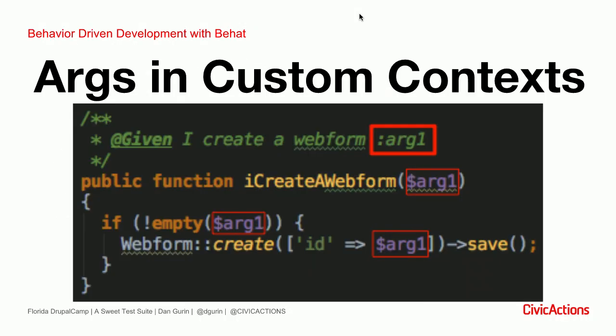You can use arguments in the custom context as well. So here, I create a web form with :arg1, so I could call the web form whatever I want in my step there, and then that gets passed into the function, checks if it's not empty, and creates a web form with the ID of whatever the variable that you passed in is.